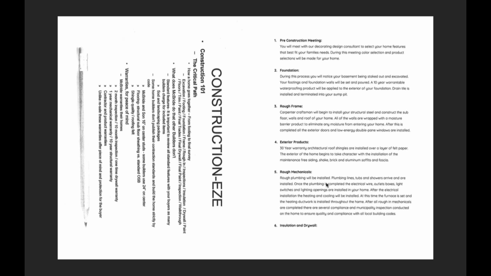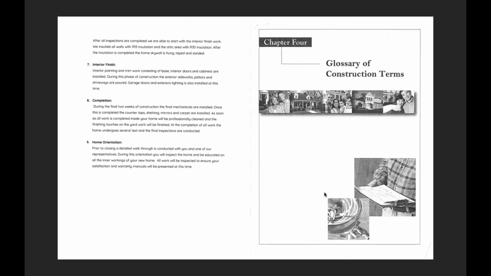Okay. Insulation and drywall. That means it's no electrical changes after that, because they have to wire them through and all those kind of things. The interior finish, completion. Now, most builders will not allow your buyers through once it gets to flooring.